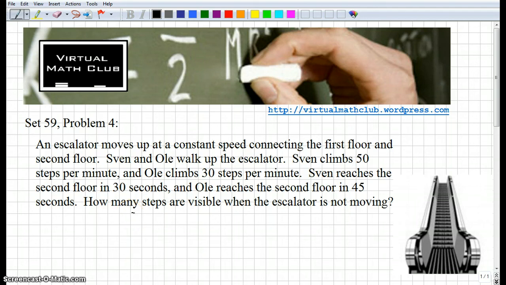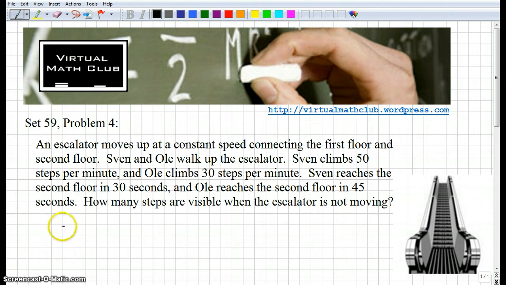An escalator moves up at a constant speed connecting the first floor and the second floor. Sven and Oli walk up the escalator. Sven climbs 50 steps per minute and Oli climbs 30 steps per minute. Sven reaches the second floor in 30 seconds and Oli reaches the second floor in 45 seconds. How many steps are visible when the escalator is not moving?